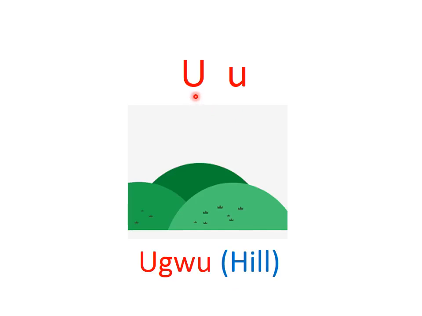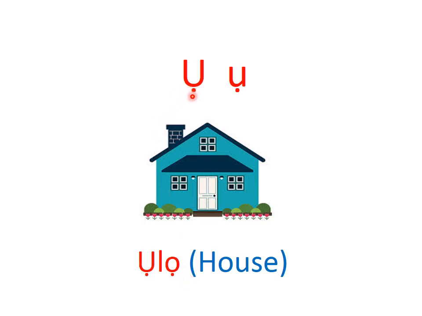U as in ugu, hill. We have a variation of u with dot under. It's pronounced O lighter. U without dot is U, with dot is O, it's lighter, as in ụlọ, house.